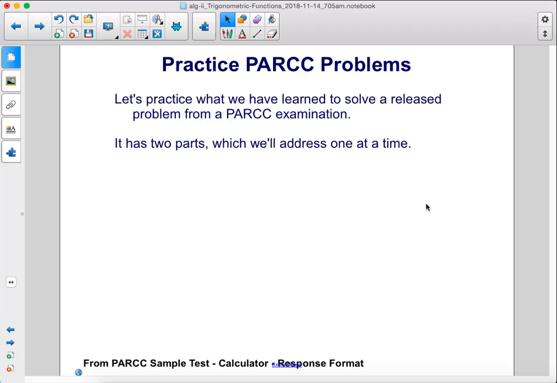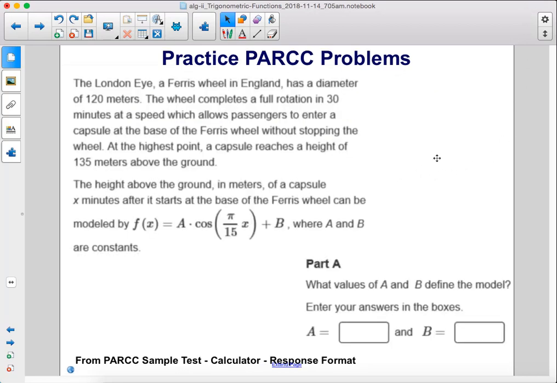Let's practice what we have learned to solve a released problem from a PARCC examination. It is two parts, which we'll address one at a time. The London Eye, a Ferris wheel in England, has a diameter of 120 meters. The wheel completes a full rotation in 30 minutes at a speed which allows passengers to enter a capsule at the base of the Ferris wheel without stopping the wheel.